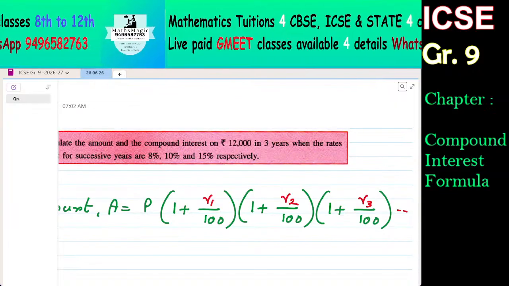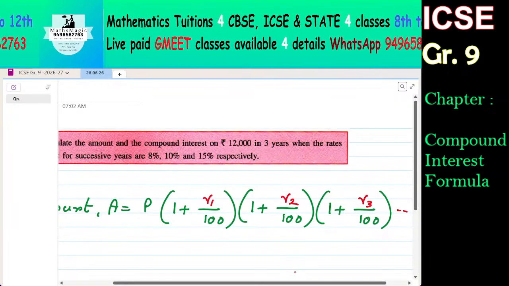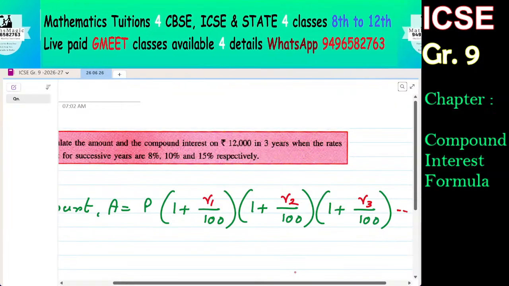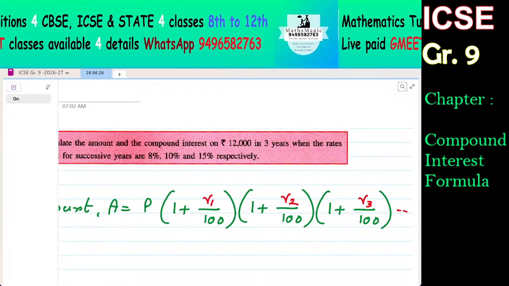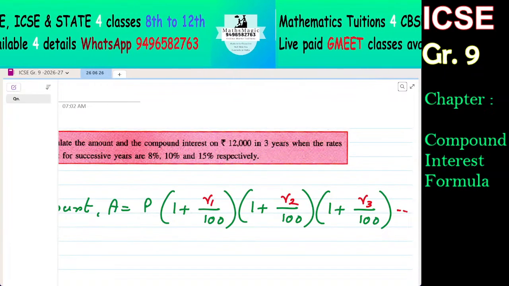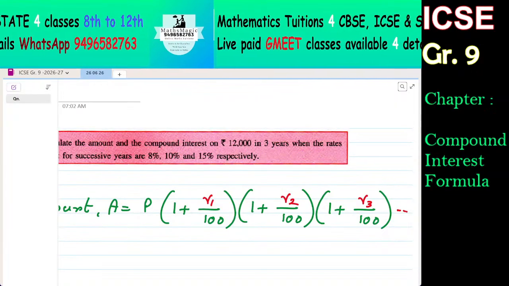Now you need to have the values of P, R1, R2 and R3. Now start doing this yourself. I'll do afterwards.